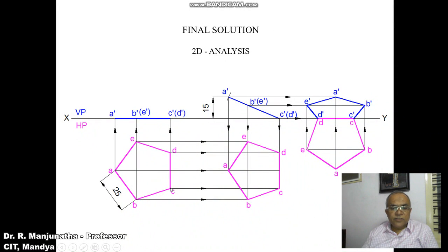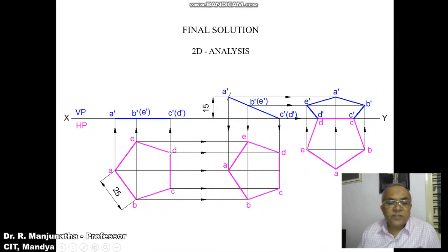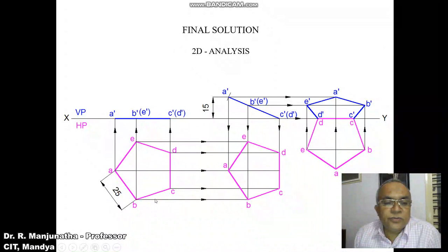Then with C as center, by using the protractor, you measure an included angle of 108 degrees with respect to CD, and then draw an inclined line. Similarly, with D as center, with respect to DC, you measure an included angle of 108 degrees and draw an inclined line. By using the compass with C as center, taking the radius of 25, cut an arc on the 108 degree line, and also with D as center, cut an arc on the 108 degree line, so that you get the points B and E. Then with B as center, taking a radius of 25, draw an arc, and with E as center, cut on the previously drawn arc so that you get the point A.